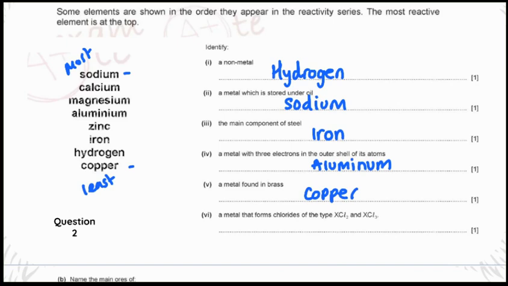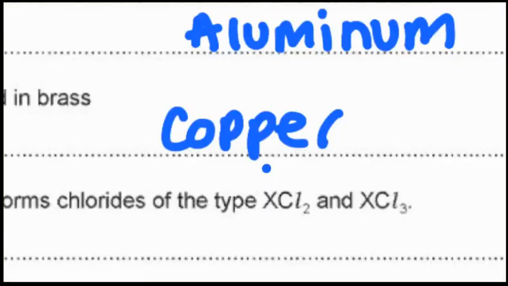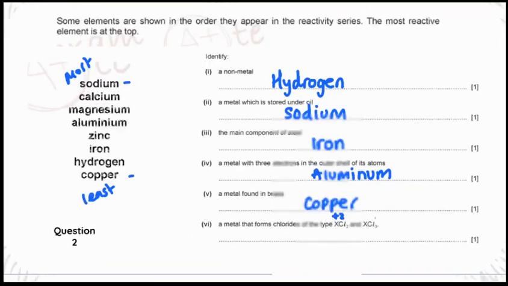And a metal that forms chlorides of the type XCl2 and XCl3. So it would have to be something that existed as a +2 ion, and also a +3 ion. So we know we're looking at a transition metal, so it can't be sodium, it can't be calcium, it can't be magnesium. Aluminium is always a +3 only. Zinc exists as a +2, but even if you didn't remember that, the only 3 transition metals are these 3. Copper and zinc tend to exist as +2 only.